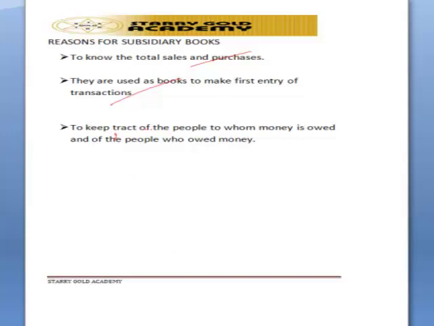Next is to keep track of people to whom money is owed. That is, we want to see the creditors, or what we call our payables. We want to know our payables. Then, to know the people who owe money. Usually you call them debtors, but with IFRS we call them receivables. We want to know our receivables, those who owe the company, and those the company is owing, which are the payables. So these are the three major reasons for the subsidiary books of account.